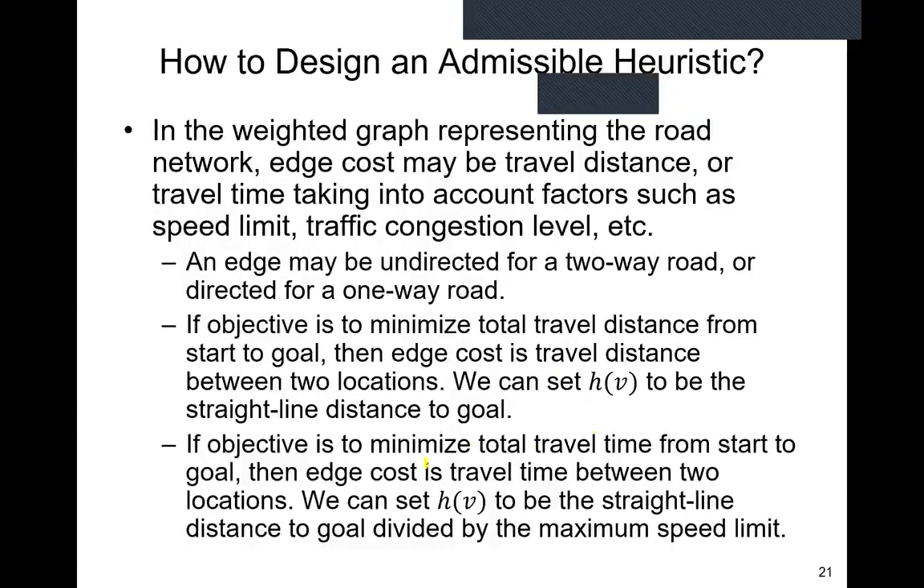If the objective is to minimize the total travel distance from start to goal, the edge cost is travel distance between two locations. We can set a heuristic function h to be the straight line distance to goal. Then h must be an underestimation. If the objective is to minimize the total travel time from start to goal, then the edge cost is travel time between two locations. We can set h to be the straight line distance to goal divided by the maximum speed limit. That's the shortest possible time you can take to travel to goal, so that's also an underestimation.